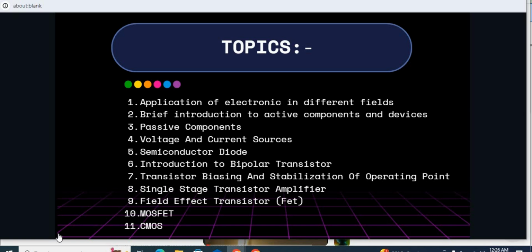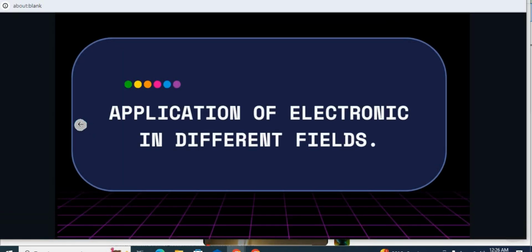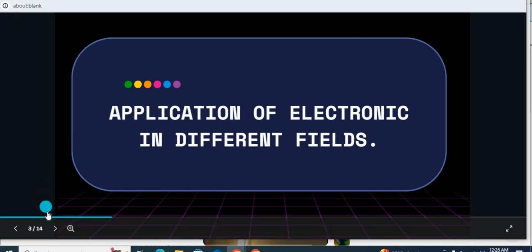Then the next topic would be transistor biasing and stabilization of operating point. The next topic would be single stage transistor amplifier. The next topic would be field effect transistor. Then the next topic would be MOSFET. Then the last topic would be CMOS. The first topic is application of electronics in different fields, which we are going to learn in this video.